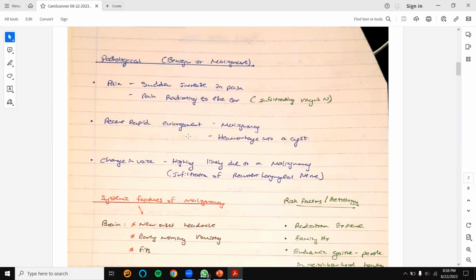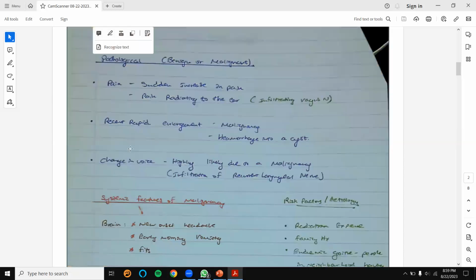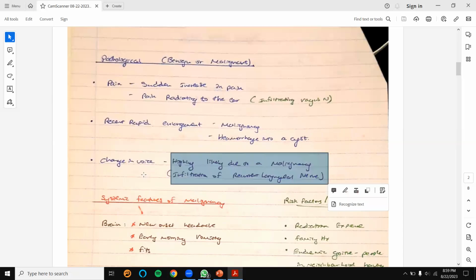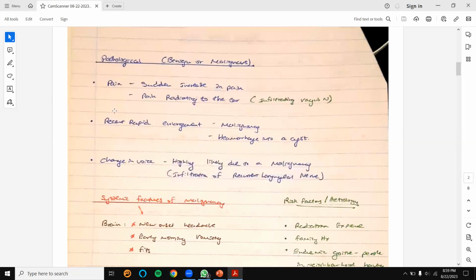Then recent rapid enlargement can be a feature of malignancy, or a feature of hemorrhage into a cyst also. Change in voice, I told you the hoarseness of voice can be due to 3 reasons. But if it's sudden onset, progressively worsening, highly likely due to a malignancy. That is because there's infiltration of the recurrent laryngeal nerve.